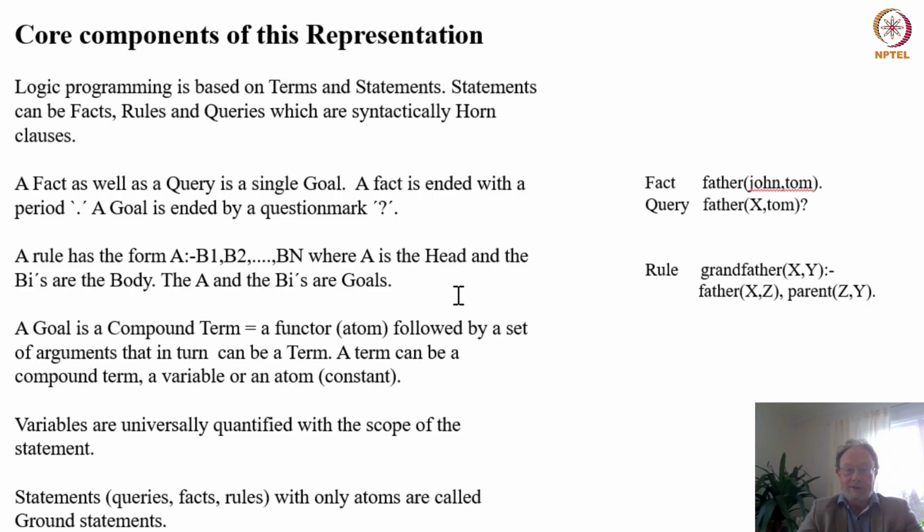So for example, in the little example to the right, you can see father is a functor, actually, but it's also an atom. John is an atom, Tom is an atom, X is a variable. Grandfather, father, parent, they are all functors.